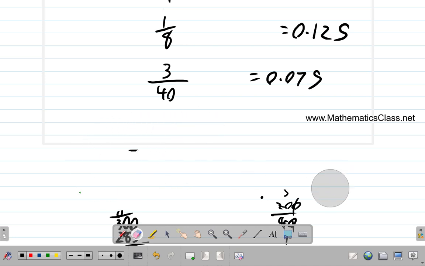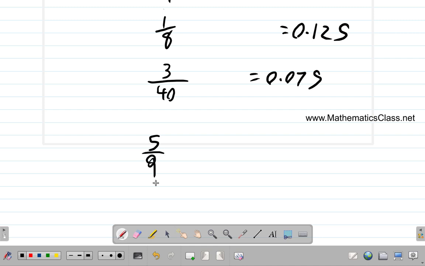One more, let's see how this goes. Suppose now you say 5 over 9. Convert this. You try it now. Convert it to decimal and let me see what you get.